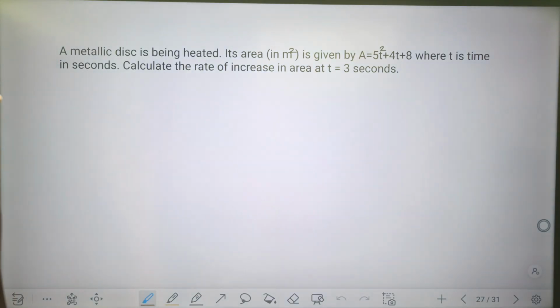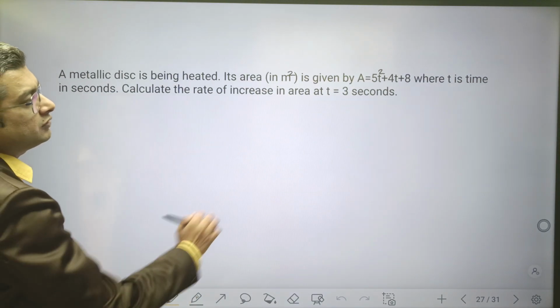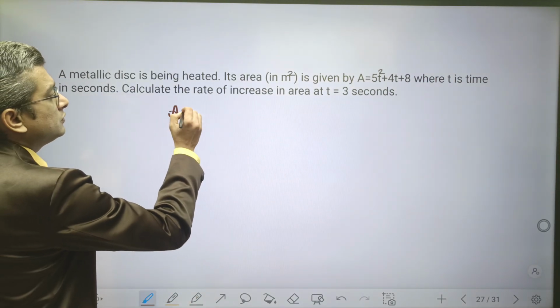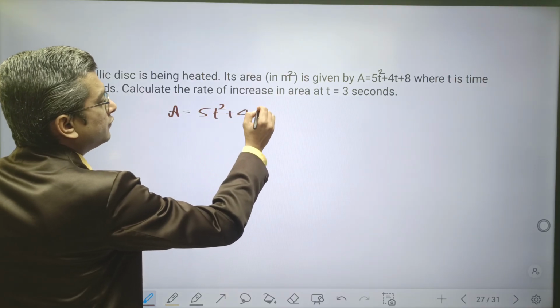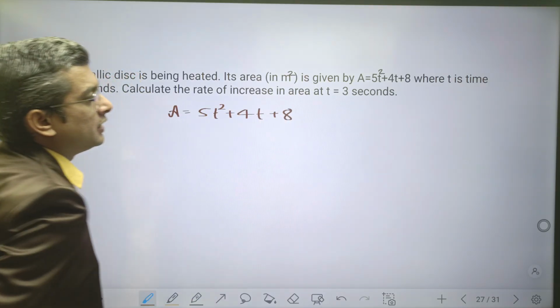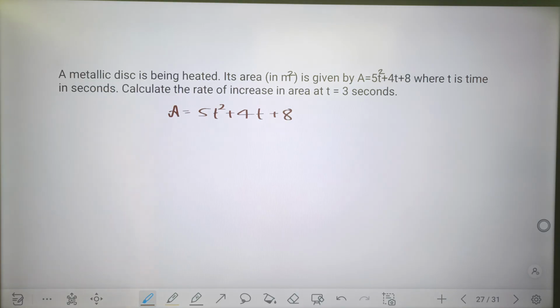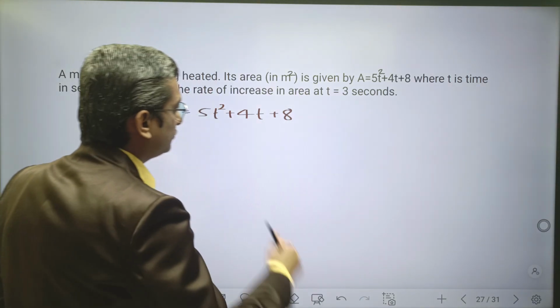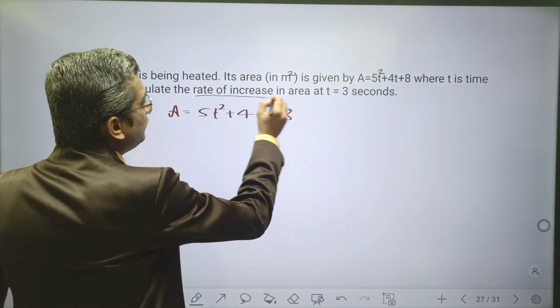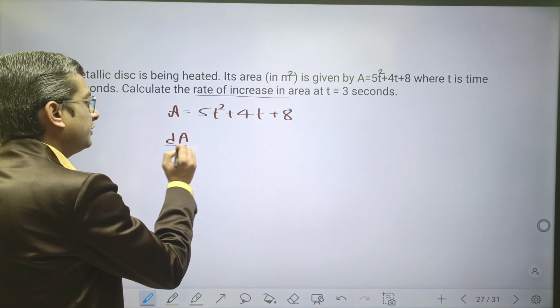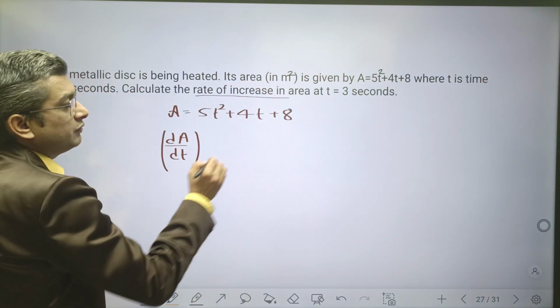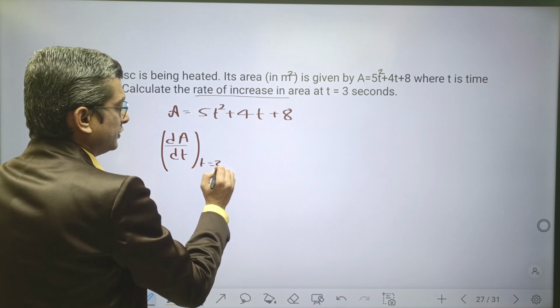Next, a metallic disc is being heated. Its area in meter square is given by A is equal to 5t square plus 4t plus 8, where t is time in seconds. Calculate the rate of increase in area at t is equal to 3 seconds. Rate of increase in area means rate of change in area, so we have to find dA by dt at t is equal to 3 seconds.